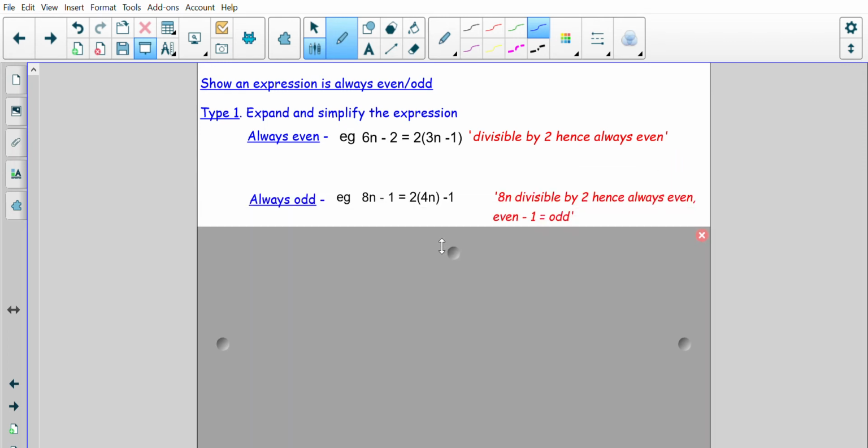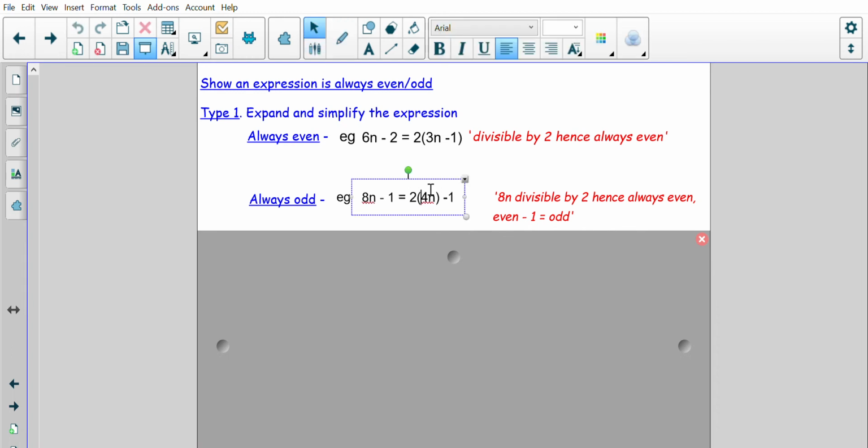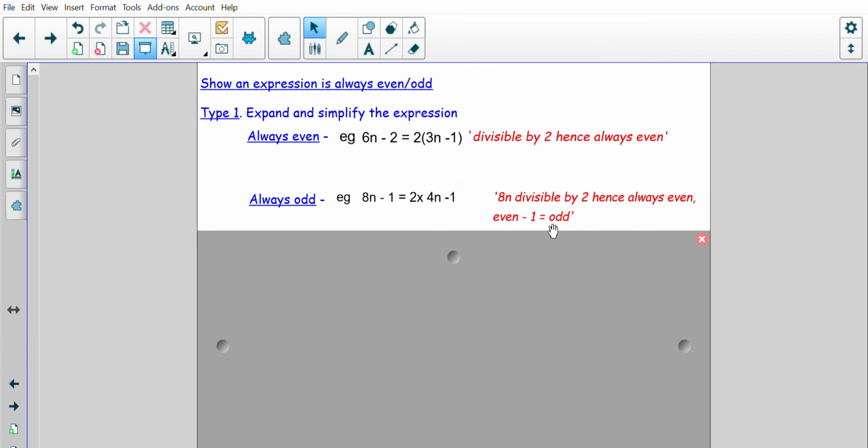If we wanted to show that something was always odd, again, we would expand and simplify the expression. And then we can see here I've got 8n minus 1. So I can show that 8n is divisible by 2 by showing that that's 2 times 4n. So we could either write the 2 brackets 4n, or in here alternatively we could just put that 8n is 2 times 4n. So we can say 8n is divisible by 2. So 8n is always even. Therefore 8n minus 1 must be odd. Again, there's our proof statement.